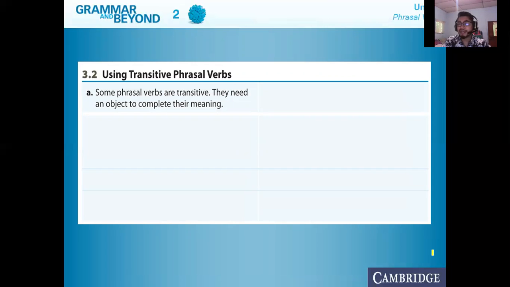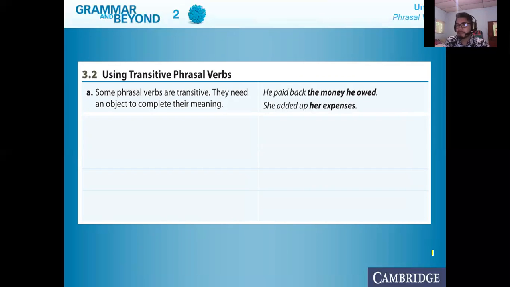Some phrasal verbs are transitive, they need an object to complete the meaning. In this case, it's not that they need an object because they have something to target, but they need it to have meaning. They need to have sense in the sentence. He paid back the money he owed. If I tell you he paid back, but he paid back what? The money, the loan, vengeance? We don't know. That's why we need the object to know for sure what we are talking about.